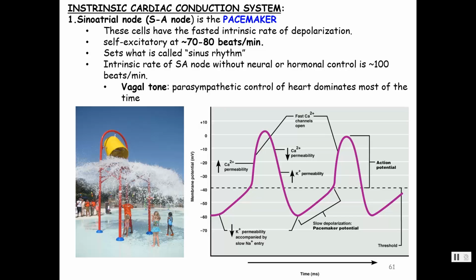So kind of think about it like driving with your brakes on. The brakes are always on this SA node because the intrinsic conduction rate, if you take the brakes off, so the vagus nerve, cranial nerve 10, stops releasing acetylcholine, the normal beat of the SA node is about 100 beats per minute. So really your brakes are always on, and think about it when you start to exercise and you need to raise that. All we need to do is reduce parasympathetic control. So just kind of let up on the brakes. We also have some gas. We're going to talk about that in the next unit, but the SA node is the pacemaker and sets that resting heart rate.